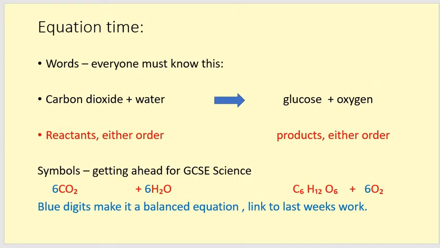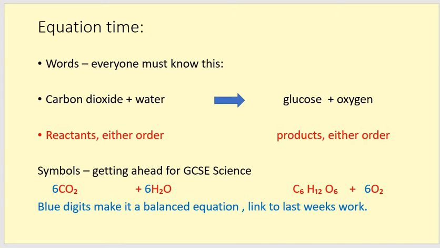Quite straightforward so far. Now, here is the word equation. Absolutely everybody needs to know this. This is something that goes all the way through to GCSE, and you need to learn it. You need to know that carbon dioxide and water, these are the reactants. It doesn't matter which order, so it could be carbon dioxide plus water, or you could put water plus carbon dioxide. They have a reaction that makes, and the arrow only goes in one direction, so it's not reversible, glucose and oxygen as products. Again, those can be either order, so it could be oxygen and glucose.